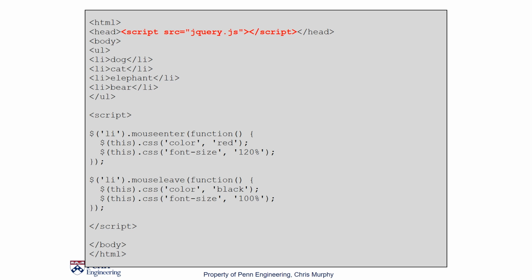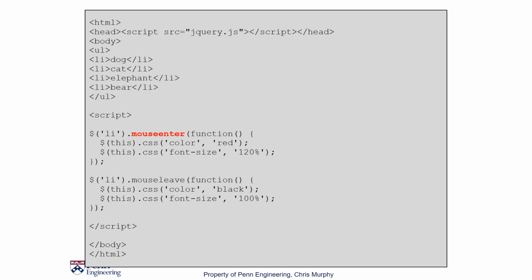First, as in all of these examples, keep in mind that you need to include the jQuery library. jQuery is not part of JavaScript by default, but rather we need to include that as a script in our header. In the body of the HTML, I have an unordered list and the list items with the names of the animals. Now in my JavaScript, I'll use a jQuery selector to select all of the list items.